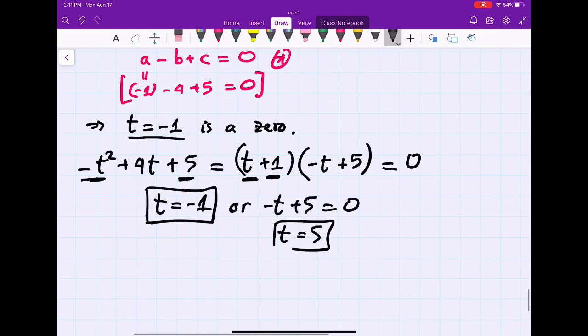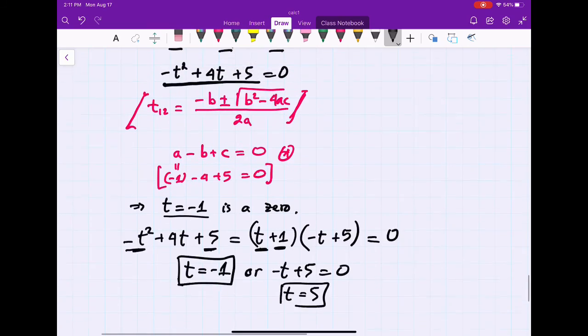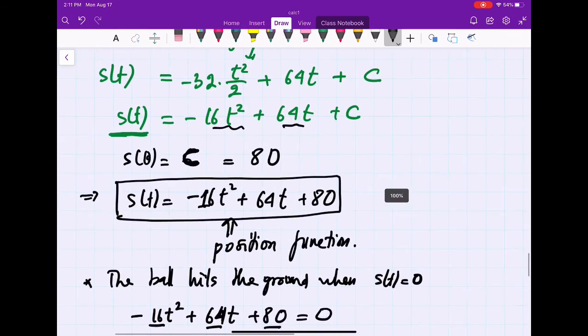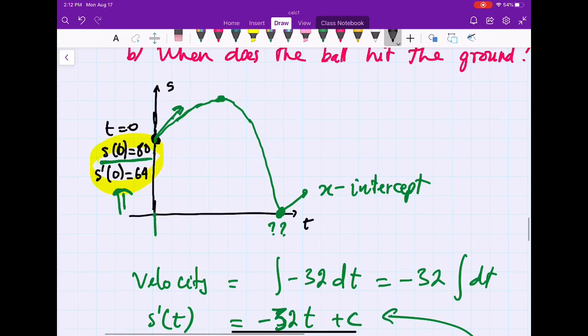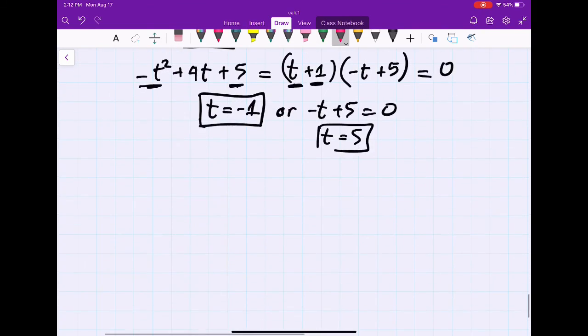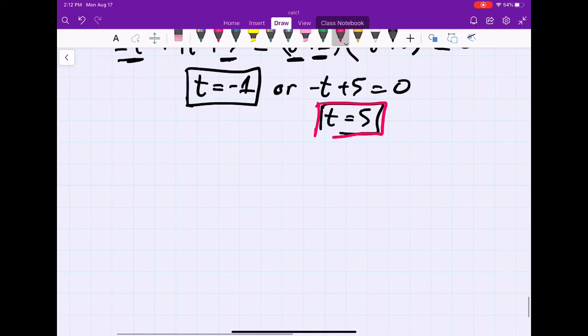So, of course, your function has 2 intercepts, but only one intercept is positive. You see this? There's only one point here. Of course, another point is right here, you have negative 1. But since t is the time, you only consider the positive value. So the ball will hit the ground after 5 seconds. And that is the answer for the second question.